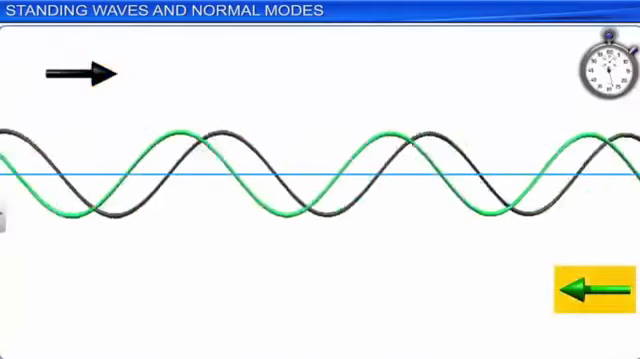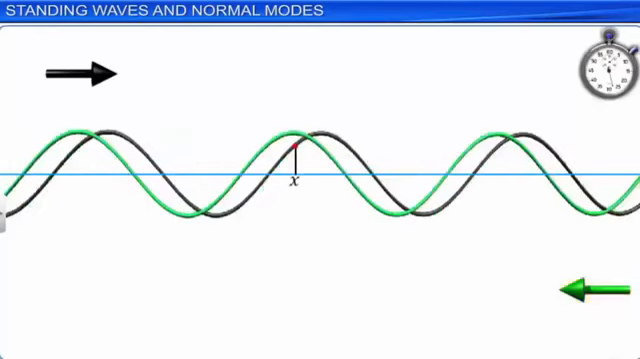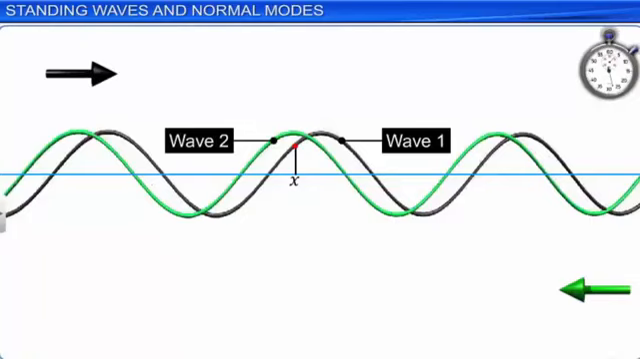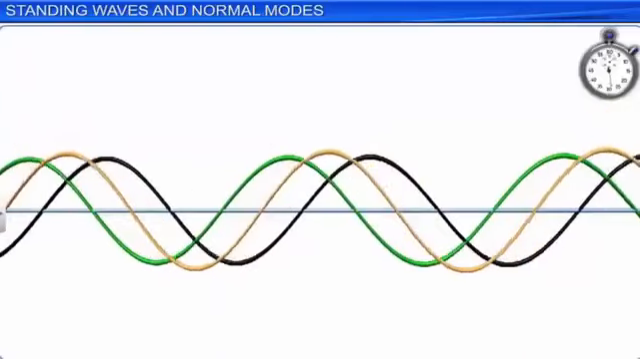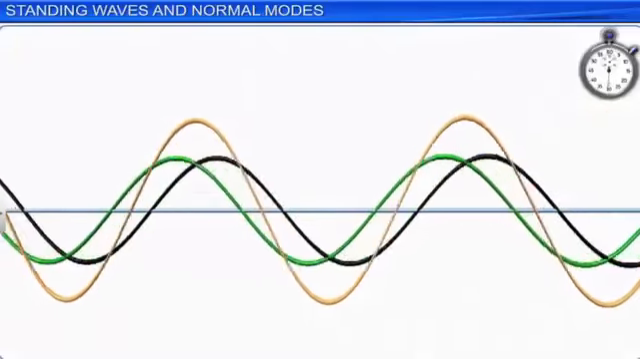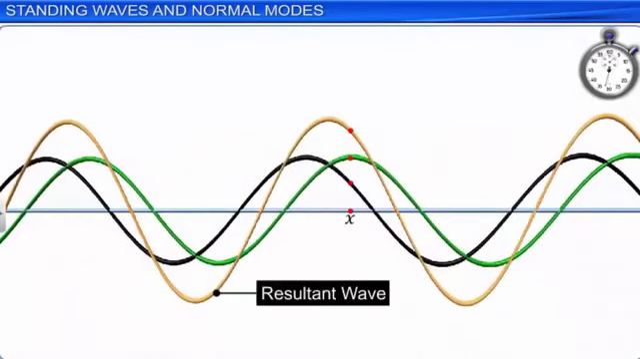We get a combined wave which can be represented by y(x,t) is equal to y1(x,t) plus y2(x,t). Let this be equation 3.